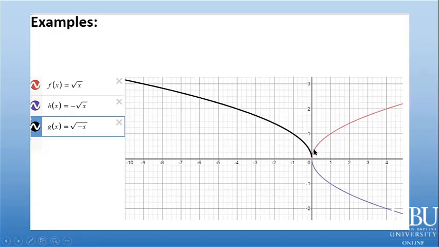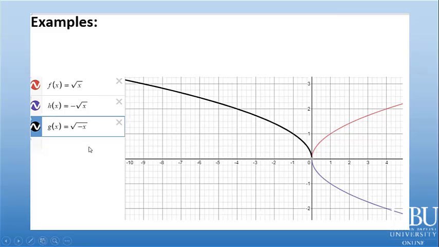f of x is the square root of x, our red graph. If I put a minus sign in front of the square root symbol, h of x is minus the square root of x. In other words, h of x is minus f of x. I get this blue graph, and I think you can see the red graph and the blue graph are reflections in the x-axis. The point (1, 1) on the graph of f would be mapped to the point (1, -1) on the graph of h.